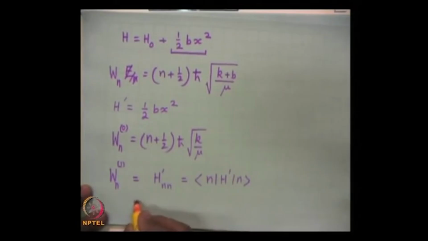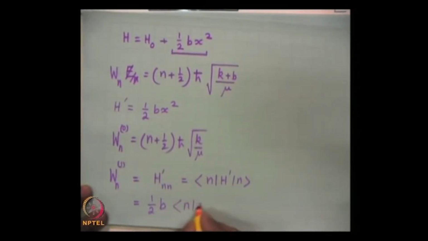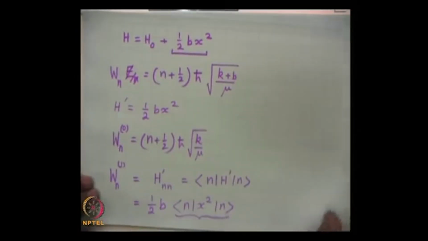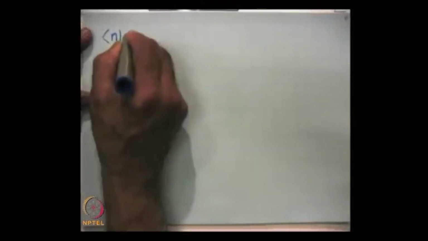Therefore, if I substitute the value of H prime, it will be half B times the matrix element n x square n. So, if I am able to calculate this matrix element, then my problem is solved. Let me use operator algebra to calculate this matrix element. So, our objective is to calculate bra n x square ket n.